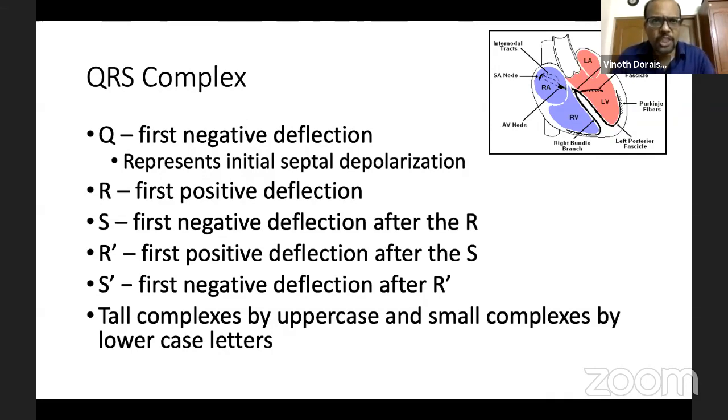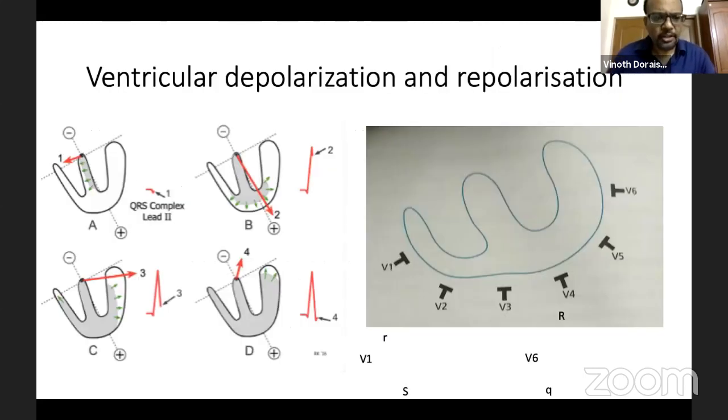If the amplitude of any particular wave in the QRS is large, we use a capital letter or an uppercase letter, and if the amplitude is small, we use a lowercase letter. So we want to tell you how the QRS depolarization proceeds.